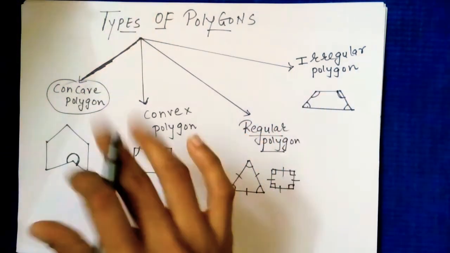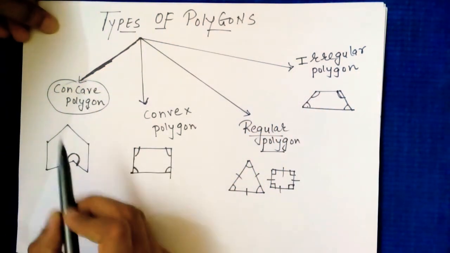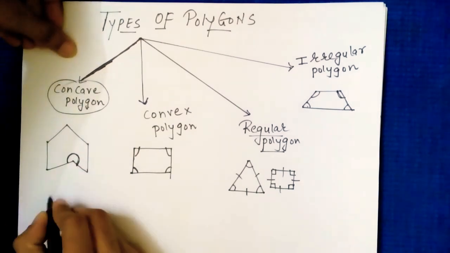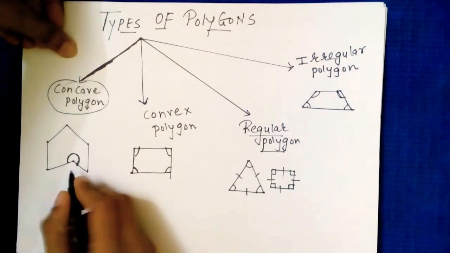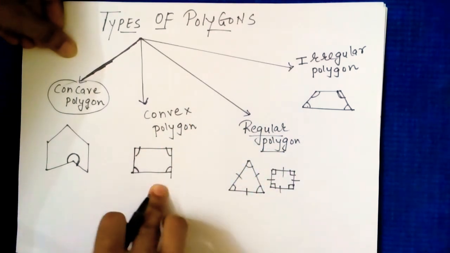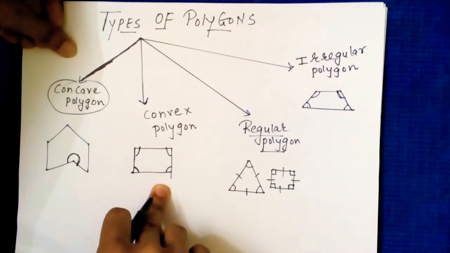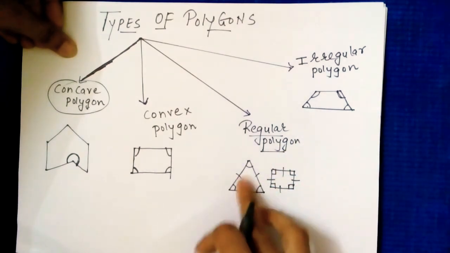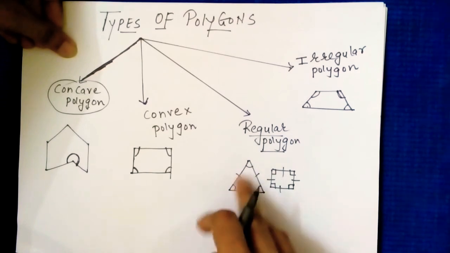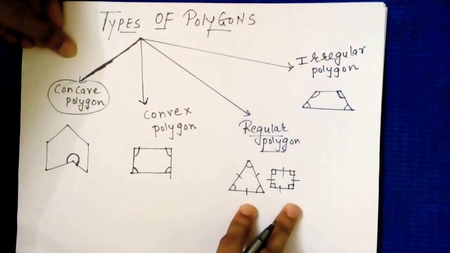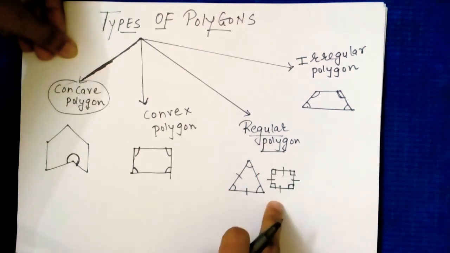Let us quickly revise again. Concave polygon means a polygon having at least one angle more than 180 degree. And in convex polygon, polygons having all angles less than 180 degree, they are called convex polygon. Regular polygon means polygon having all sides and all angles equal. Sides also should be equal and angles also should be equal. Then such polygons are called regular polygon.